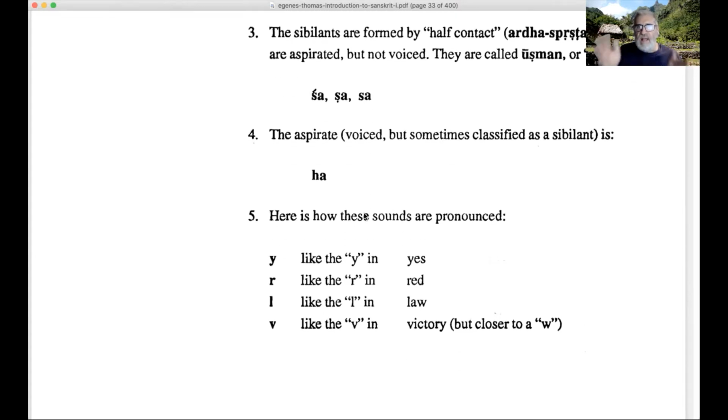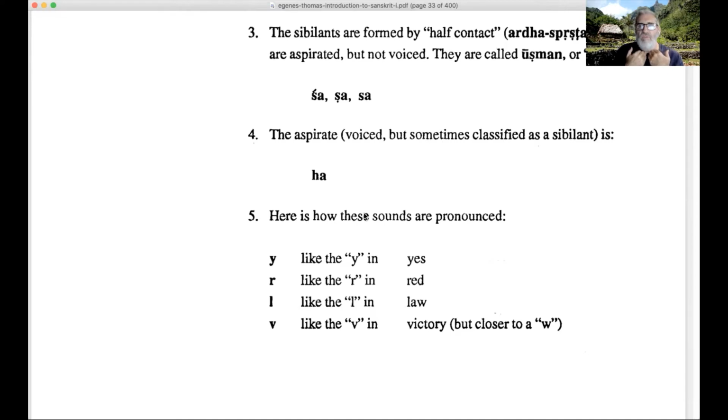Here's the last letter that we come to, the last consonant, and that is the aspirate. Now, what does aspirate mean? Aspirate is voiced. What do I mean by voiced? There are voiced and unvoiced consonants. They're also called in Sanskrit ghosh and aghosh. We can also call them soft and hard, right?